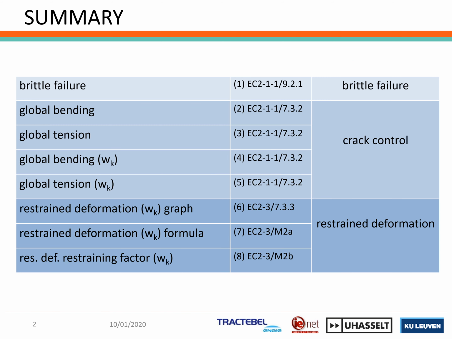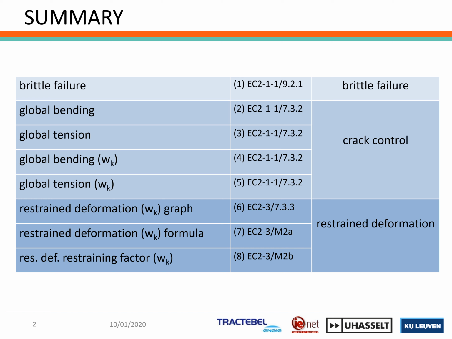The formulas for determining the minimum reinforcement can be subdivided into three large families. You have first brittle failure, then second crack control, and restraint deformation. Crack control can be divided into two types, one with a specific crack width specification or without a specific crack width limitation. And then you have a series of formulas only for bending and another series only for tension.